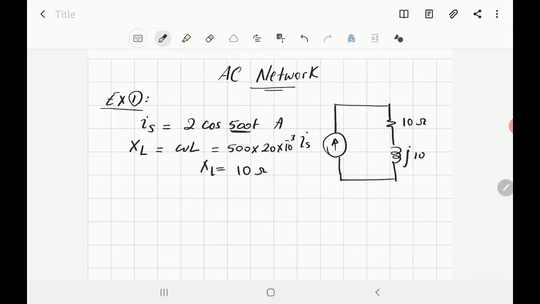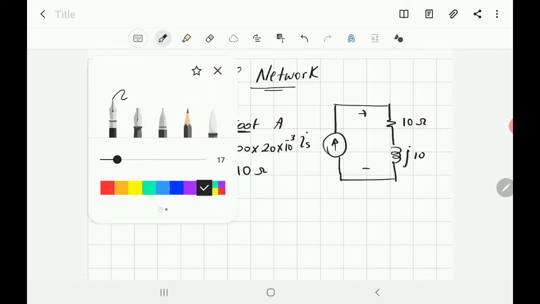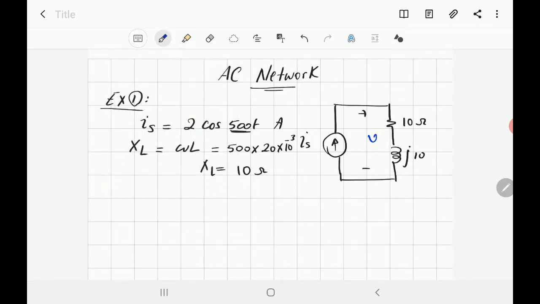Okay, what's required? It's required to find the voltage across the branch V. So now we want to find V, and we know the current, so just multiply the current by the impedance. The impedance consists of 10 ohm in series with J10. So the equivalent Z is equal to 10 plus J10. To do that, you can sketch the triangle just to make it easy. The resistance is equal to 10, the reactance is equal to 10.